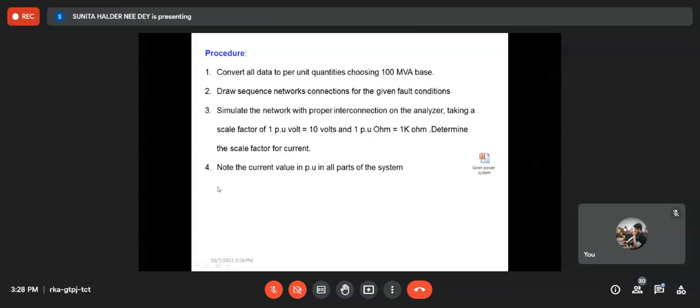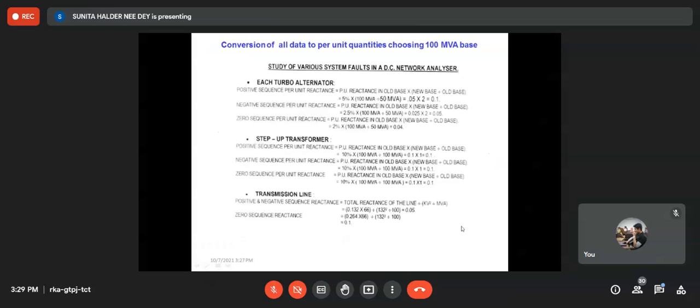Right. Note the current value in per unit from all parts of the system. So say 1 per unit volt you have converted to 10 volts, and 1 per unit ohm you have converted to 10 kilo ohm. So what is the current scale you can calculate? From there you can calculate the per unit value of current you are getting, right? I have given you the conversion of all data to per unit quantities choosing 100 MVA. This is given to you. You can verify it. Okay.